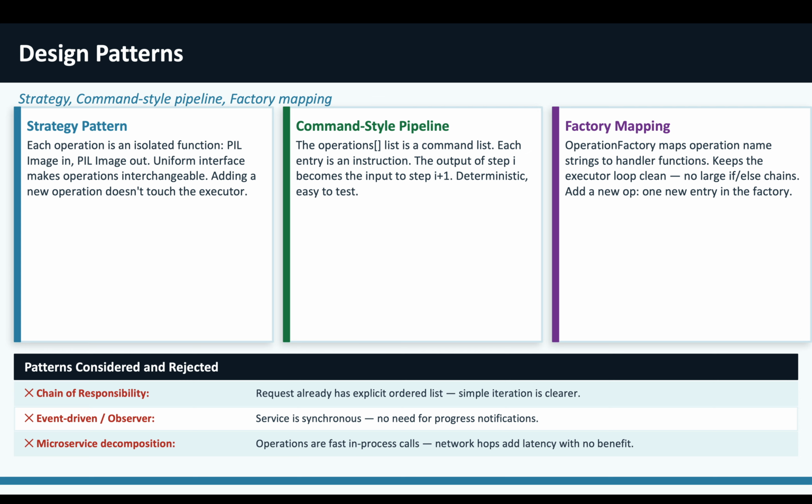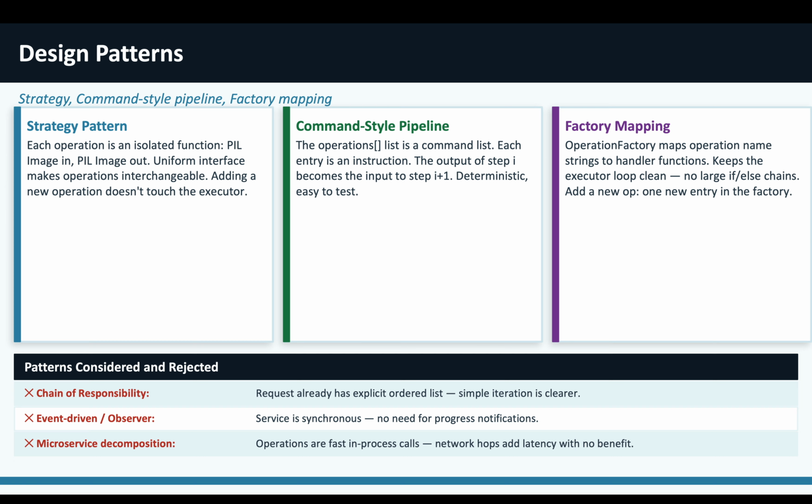So the strategy pattern just makes sense because it's one function. It's an isolated function. The command style pipeline was another one. Naturally, because we're using an order of operations, each entry acts as an instruction or an action, and so the output of each step is determined by the one before it. So it's easy to test and it's deterministic.